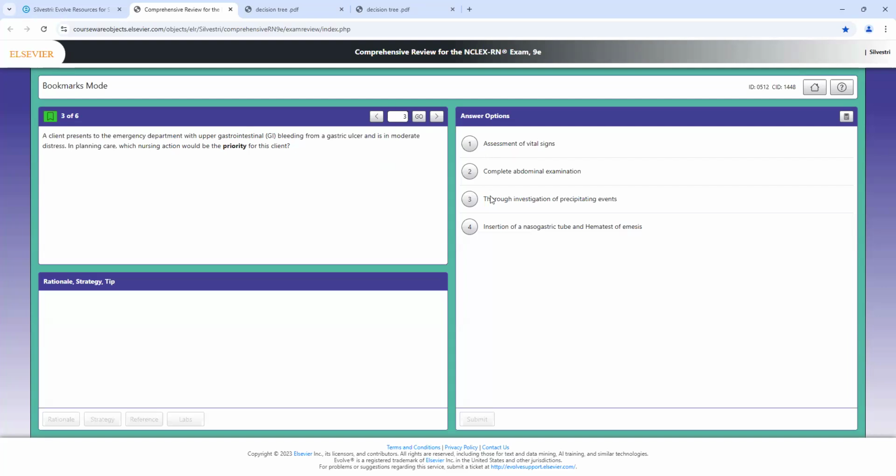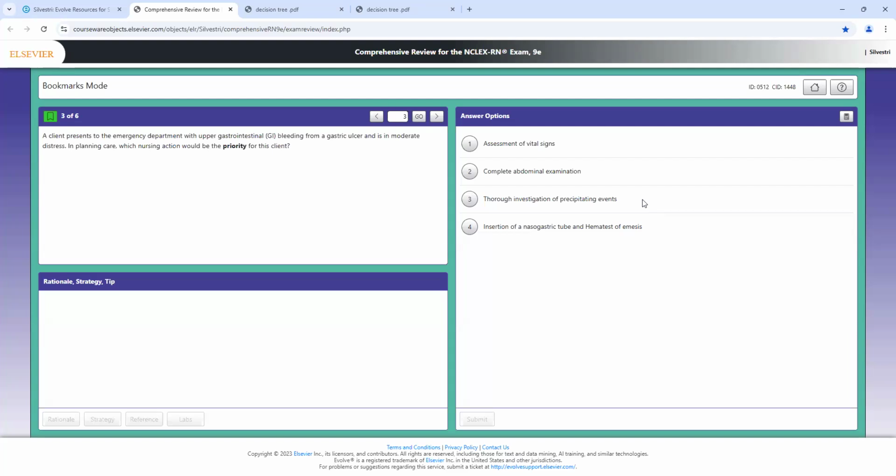So that gives us 1, 2, and 3. So now we're going to look at Maslow's hierarchy of needs. Are these answer choices physical or are they psychosocial? 1 is physical, 2 is physical, thorough investigation of precipitating events, you could say physical, you could say psychosocial. We're going to label it as physical, okay? When in doubt, we're going to label it as physical.